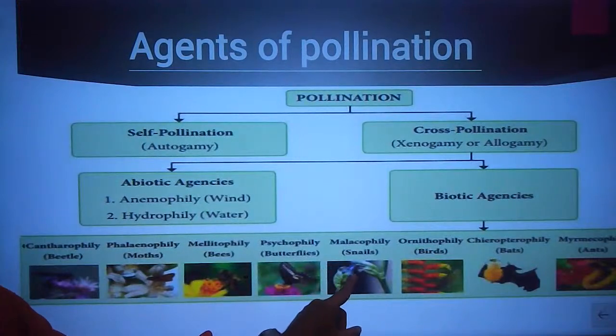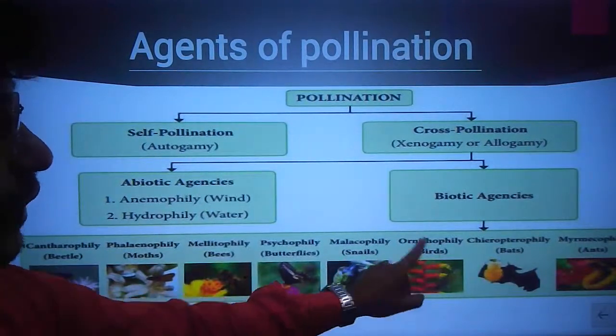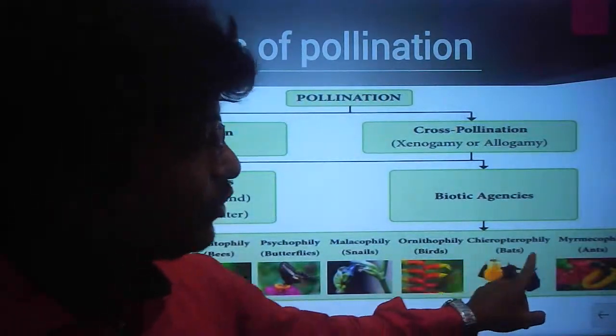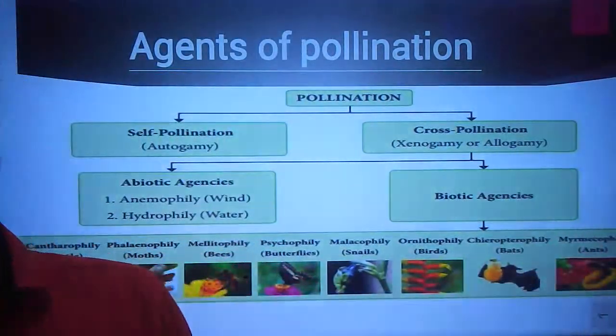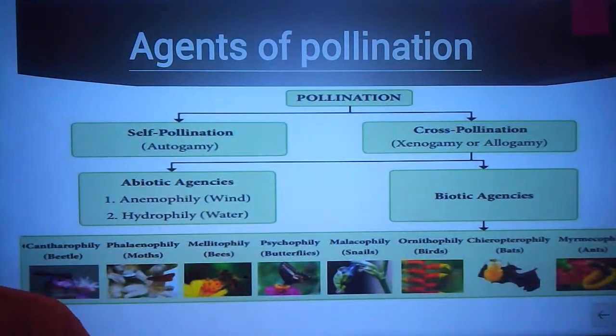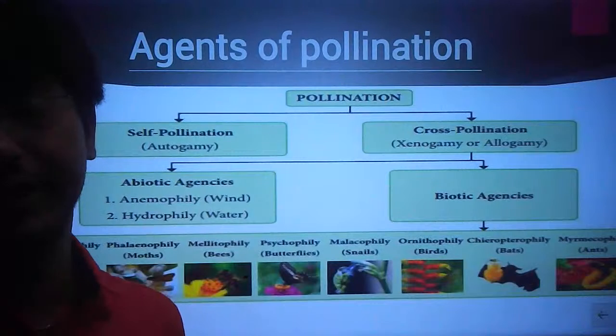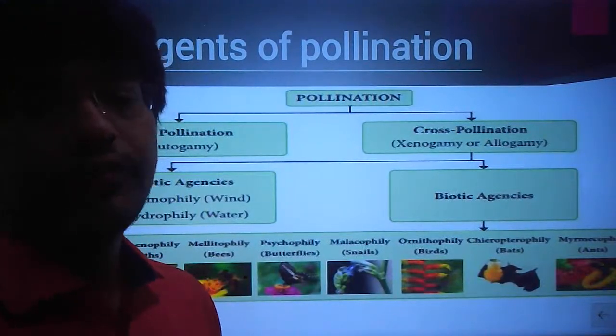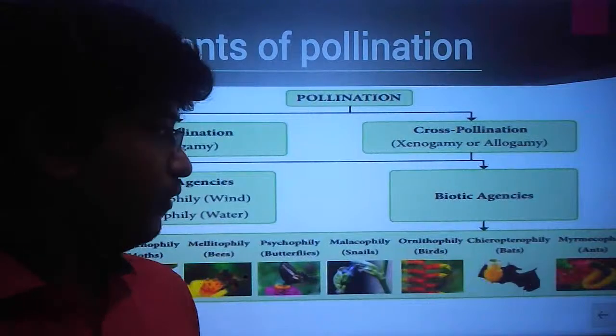And snails, I told you already, malacophily. Birds, ornithophily. Bats, chiroterophily. Ants are called myrmecophily. So these are the terms that you should recollect. Sometimes you get a question, right? Yeah, by means of insects it is entomophily. By birds it is ornithophily.